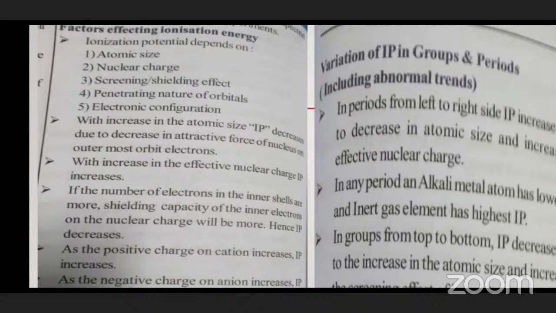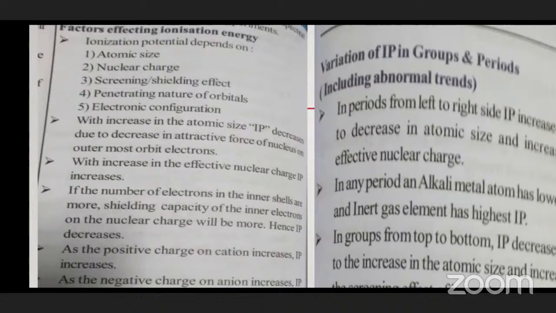The energy required to remove an electron from the valency shell is called ionization potential. We know that. So we can easily remove an electron from the third shell, because the nucleus attraction force on the third shell is less when compared with the second shell present in lithium. Because of that, as atomic size increases, ionization potential decreases. This is the first factor.